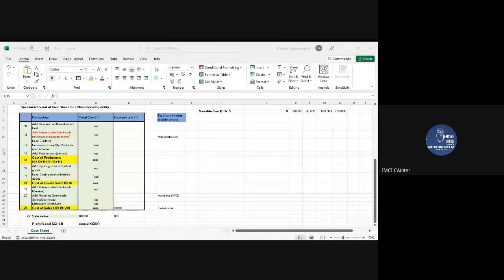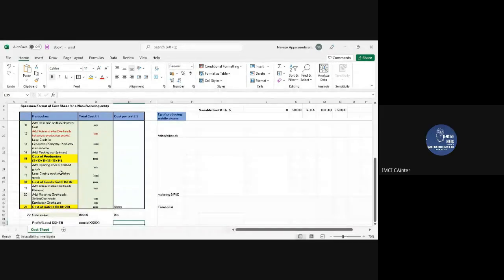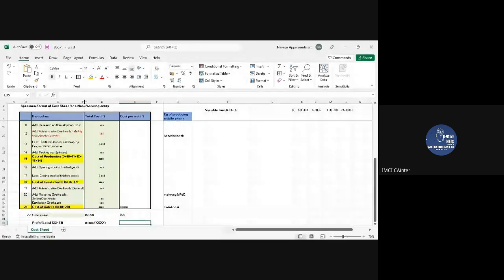Can I move on? Naveen, yeah. On the 18th, next to cost of goods sold, is it only 15 plus 16, or should 17 also be added there? It will be reducing the 17 actually. Okay.